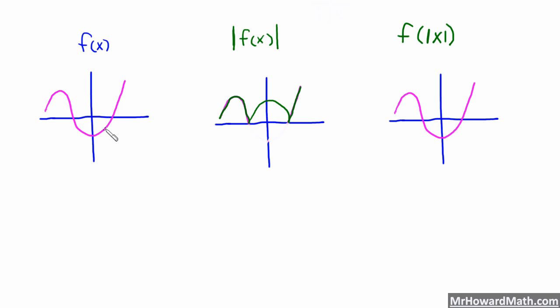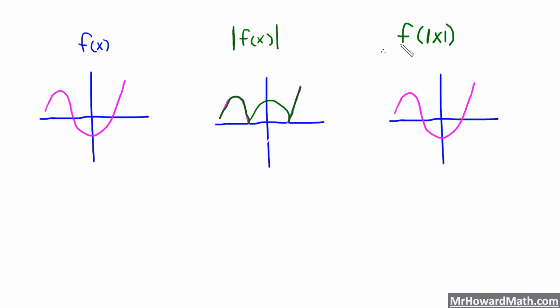We have taken everything below the x-axis, all the negative y's, and reflected them over the x-axis, and all the remaining part below the x-axis is erased. So that's what this would look like. Now let's look at this one over here.